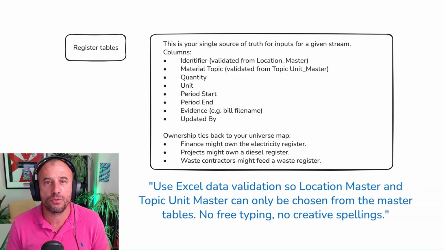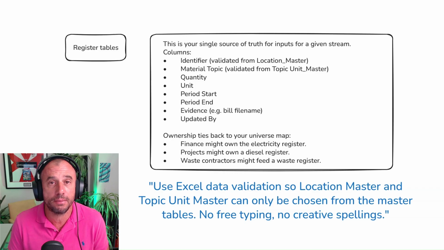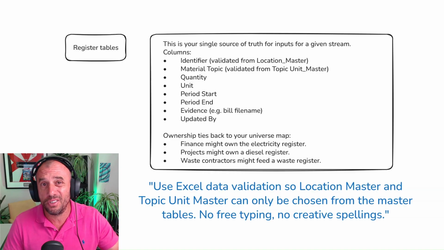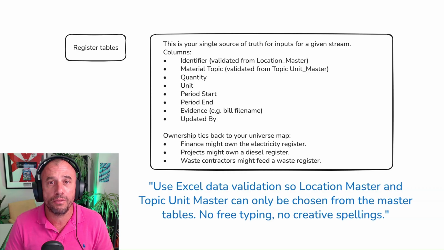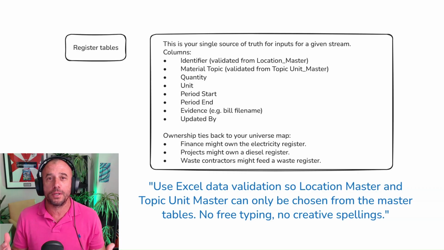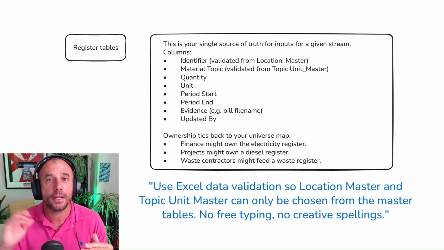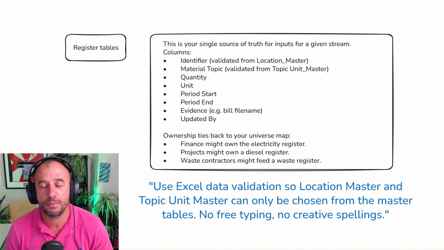The owners for these registers could be a couple of people or a couple of sections in the business. Finance might own your scope 2 register. Projects might own the majority of your scope 1 registers. But in all, I would say the sustainability manager will be locking all of these down and sending the finance or project teams these data spreadsheets to fill out.